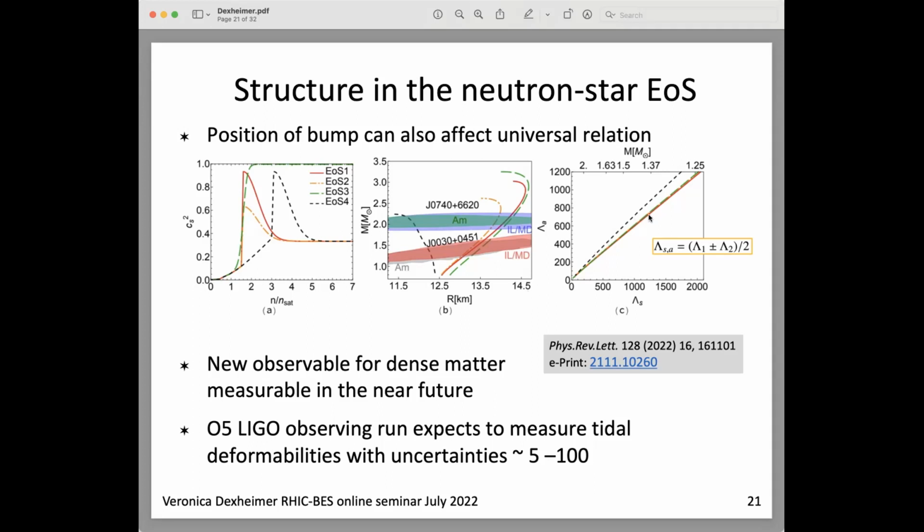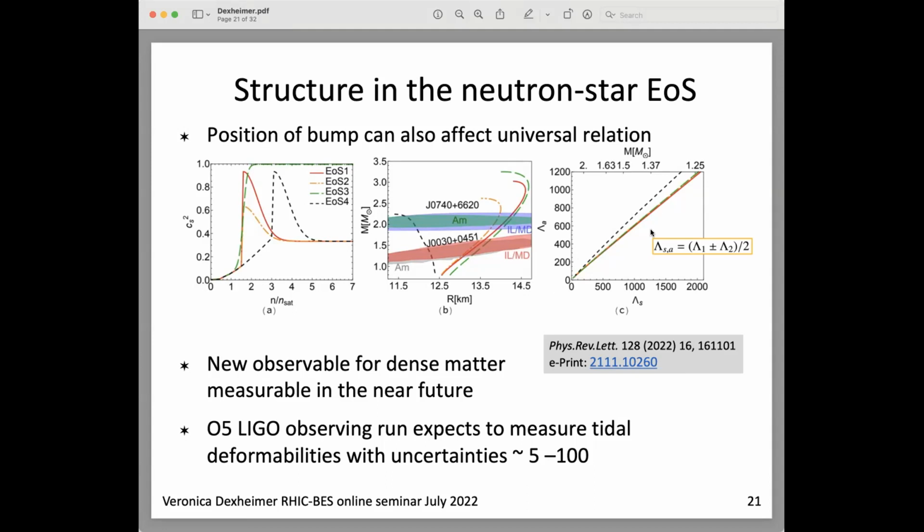So it changes the slope of the line, and it changes in a visible way that hopefully, in the near future, can be measured by LIGO and Virgo. The problem is that there were several mergers, including neutron stars, but for these, the tidal deformability was not measured. Only the first one was measured.